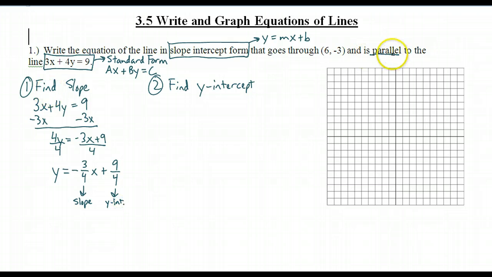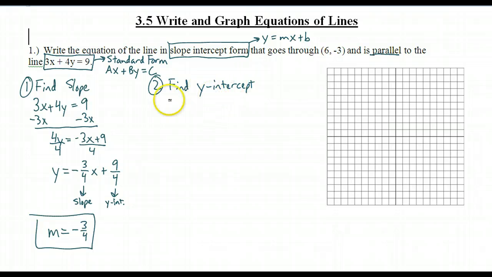Now I need to come up with a line that's parallel to this line. Well, parallel lines have equal slopes, so the slope of my new line is going to be negative 3/4, because these two slopes have to be equal. My next step, after I know the slope of the line, is to find the y-intercept.